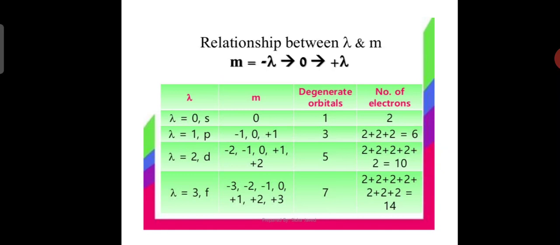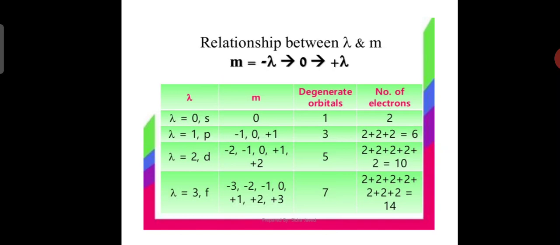You have energy level number 2. We have sublevel 1, then we have p as the orbital. So we have negative 1, 0, positive 1. What you should remember here about magnetic quantum numbers is that their values can range from negative l to positive l. So the degenerate orbitals are 3. The number of electrons is 6.